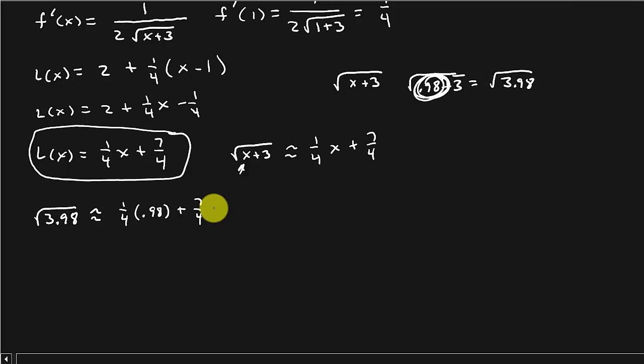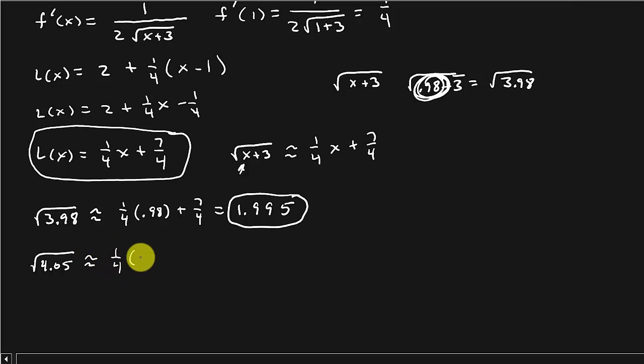Okay? All right, so when we plug all of this into our calculator, we're going to get 1.995. And there's your approximation. And then we want to do the square root of 4.05. Well, the approximation there, that's going to be 1/4 times 1.05 plus 7/4. And you punch that into your calculator, you get 2.0125. And there's your approximation using a linear function.